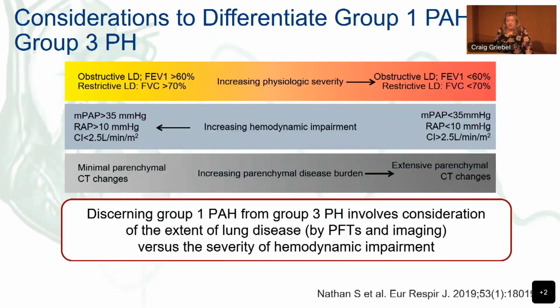Are your PFTs super, super bad? Is your CT super, super bad? And are your hemodynamics not horrible? Then it's probably group 3. If the opposite is true, PFTs are not horrible, CT's not horrible, hemodynamics are horrible, then maybe it's group 1.